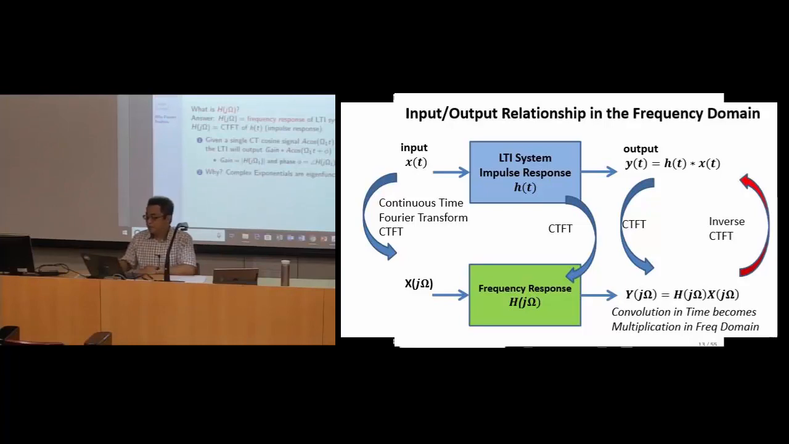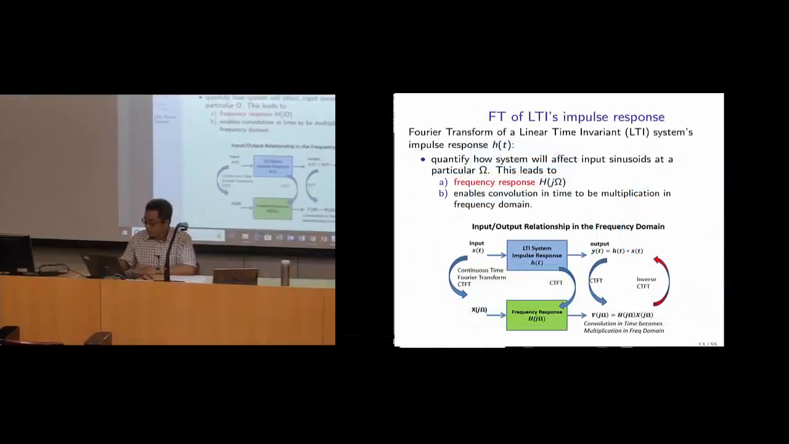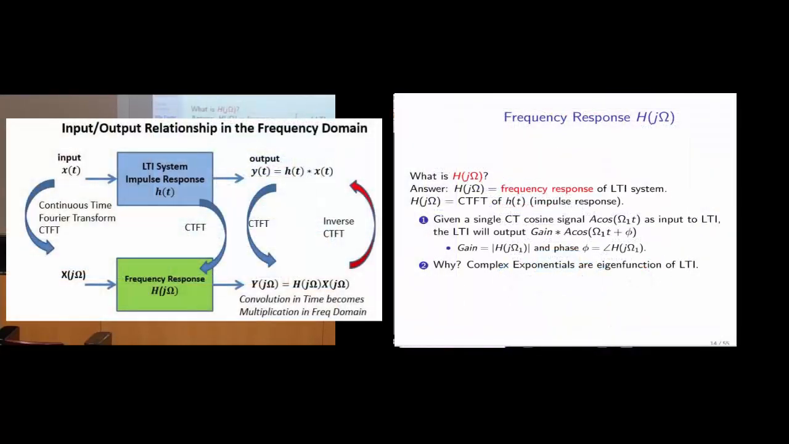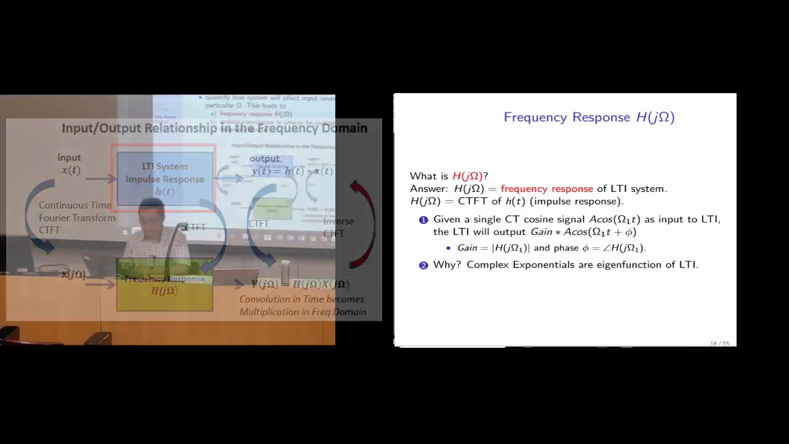So with that, I guess maybe the last thing which I want to talk about is something called the frequency response. In the frequency response, what is H(jω)? Well, we know h of t is the impulse response. Let us recap what the impulse response is.